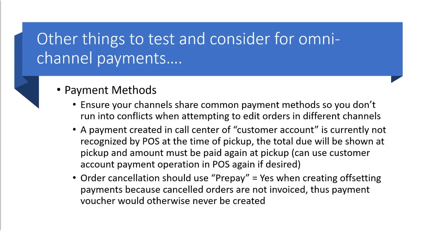So some other things to consider before we wrap up. When you're testing omni-channel payments, as I mentioned, it's easier to mention the things that we don't support at this point than the things that we do support. So you want to ensure that your channels share common payment methods so you don't run into conflicts. So for example, if you create an online order and you pay with loyalty, and then you try to edit that order in a call center channel that doesn't have a loyalty tender type, then that would be a problem, right? So when we enable these features, we perform some checks to make sure that your payment setup is consistent across your channels, but that's kind of the secret for making all of this work.